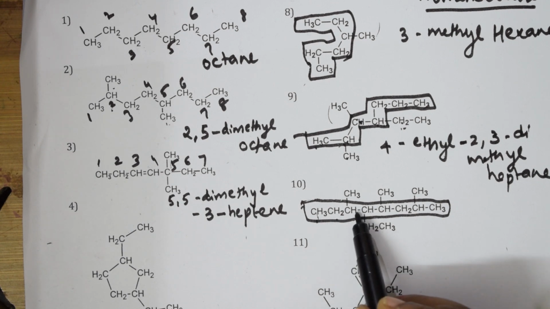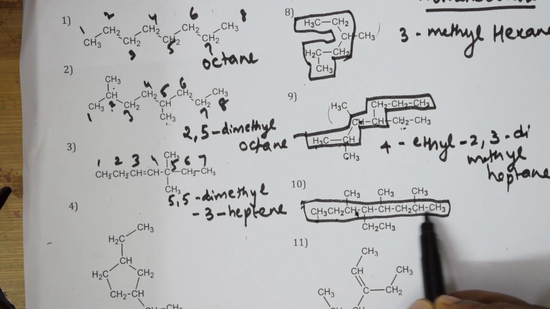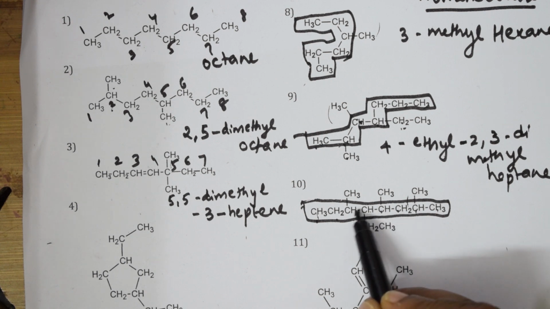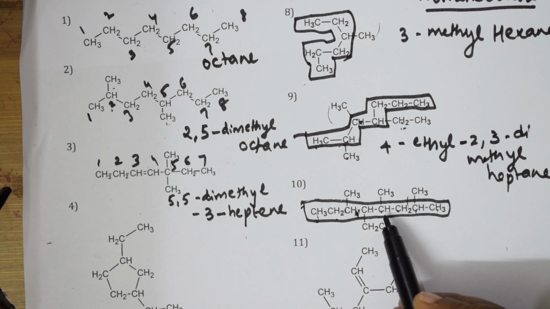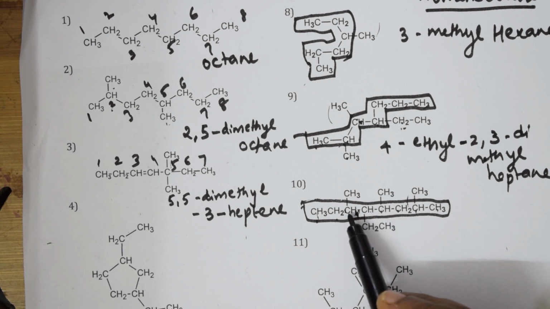1 2 3. Here this is getting 3, isn't it? Suppose if I start from here, 1 2, so this would be better because the substituent is getting a minimum number. So 1 2 3 4 5 6 7 8. So at second carbon you have methyl, fourth carbon you have methyl, sixth carbon you have methyl.